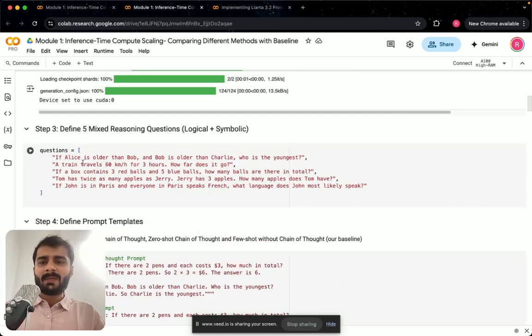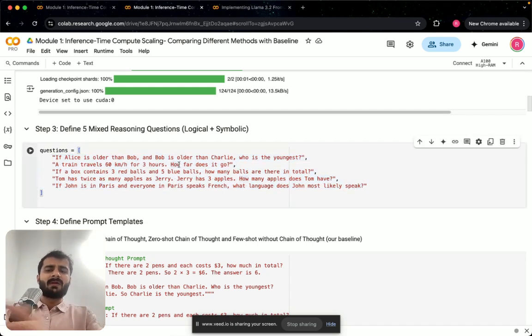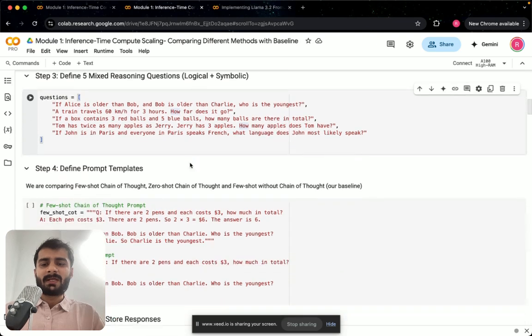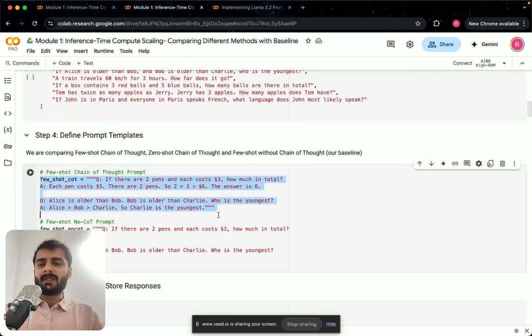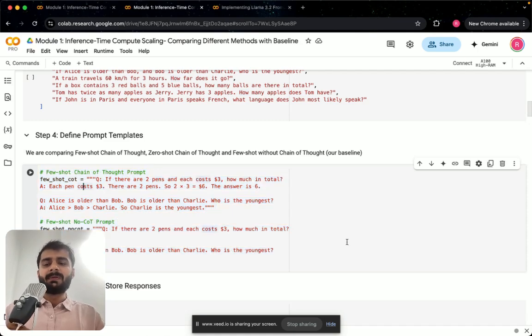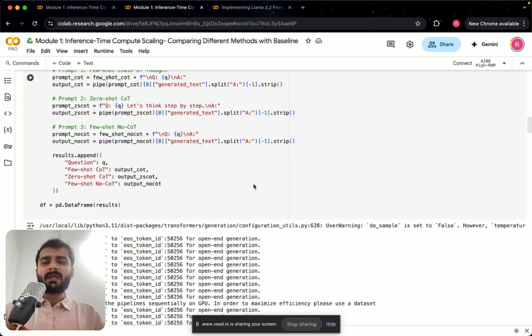And here are the mixed reasoning questions, logical plus symbolic, which I have defined over here. You can see that they are very different from the previous arithmetic examples which I had. And then these are the few-shot chain of thought prompt, and then just the few-shot prompt, which is the baseline where you directly see that only the answer is given here, right? You don't give the chain of thought like you do over here. And then we go down and we run the models.